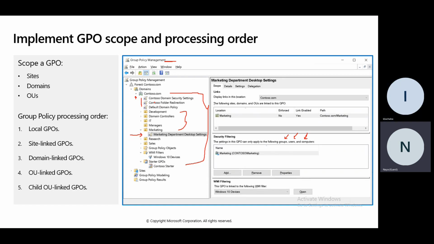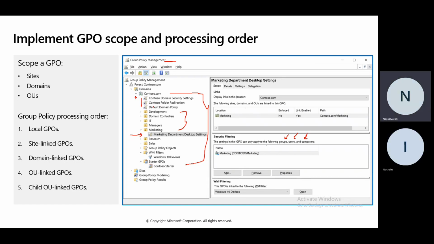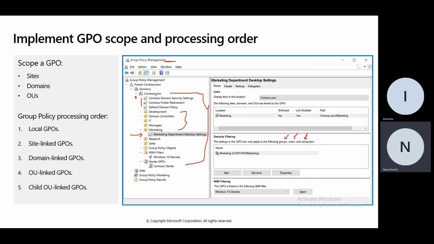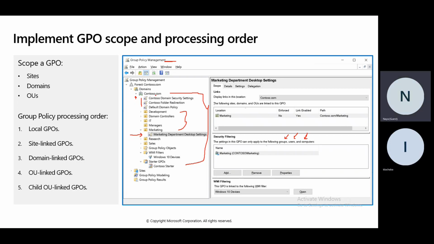It will affect all these things under contoso.com: development, the controller, IT, managers, marketing, research, all of them. Do you understand now? There are 3 policies under this domain. So look at this drop down again. Domains. The first domain is called Contoso.